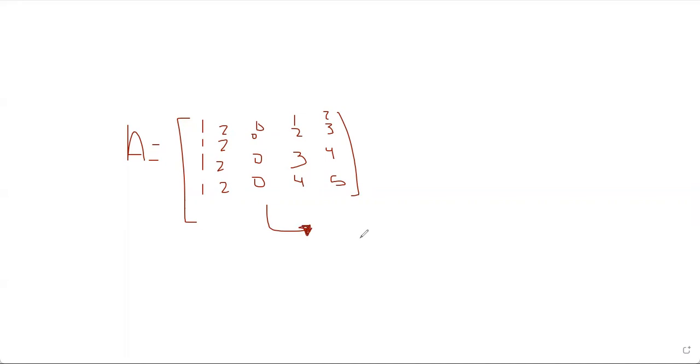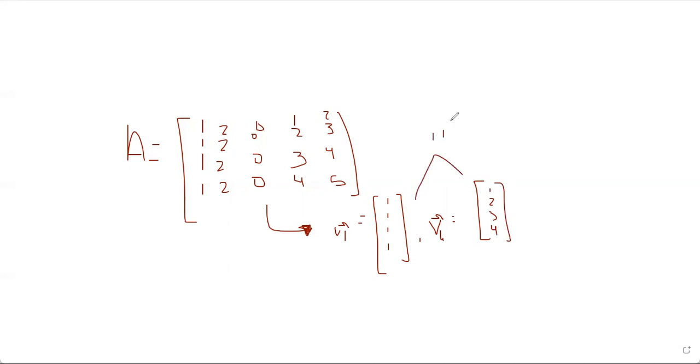Okay, so we started with this, right? Well, we end up with these redundant columns removed, with V1 equaling 1, 1, 1. Sorry, these are the columns that are left over after we get rid of all the redundant ones, right? 1, 2, 3, 4. So this, of course, is the image.